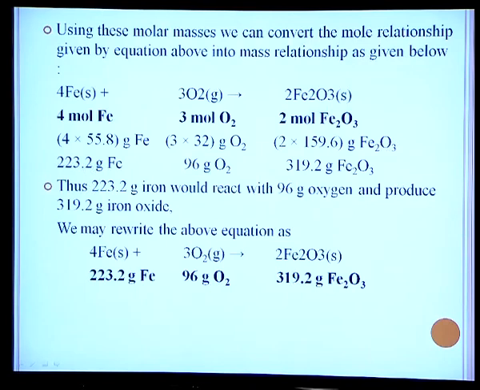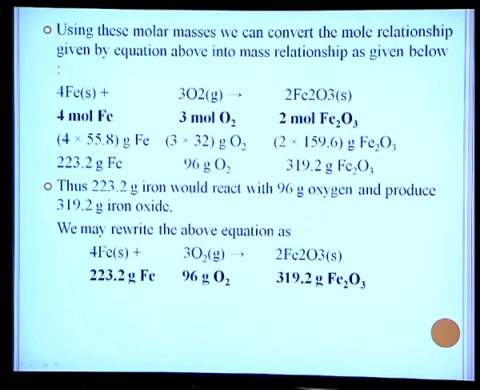Using these molar masses, we can convert the mole relationship given by the equation above into a mass relationship: 4Fe solid, 4 moles of iron, plus 3O2 gas, 3 moles of oxygen, to give 2Fe2O3 solid, that is 2 moles of Fe2O3.